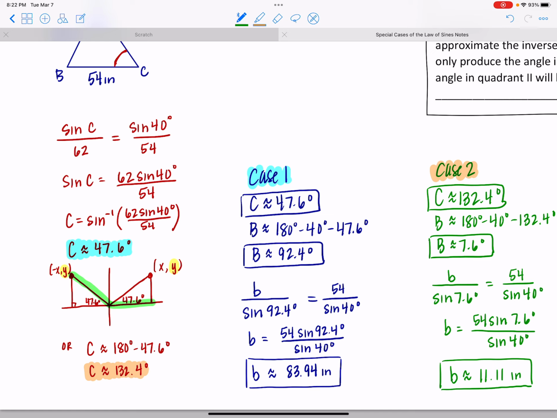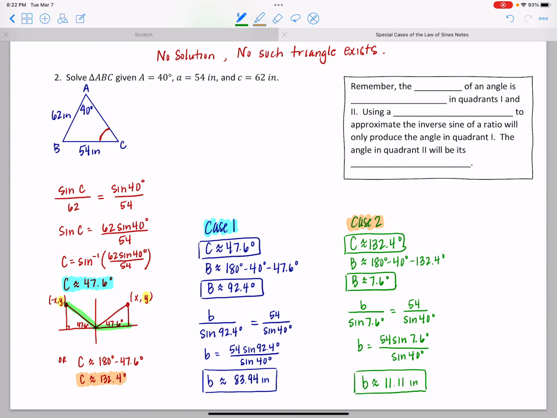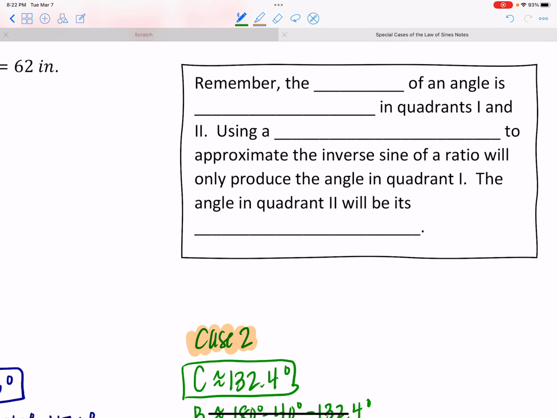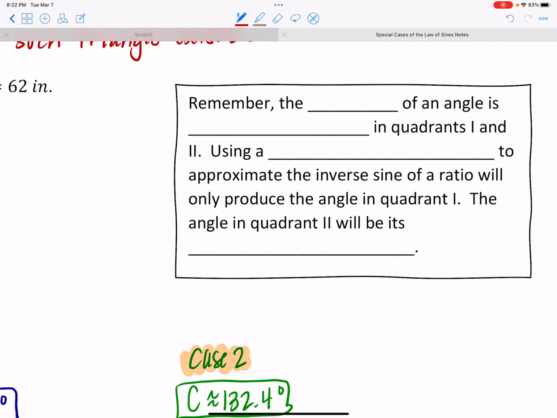Okay? So in these, we have to remember that the sine of an angle is positive in quadrants 1 and 2.